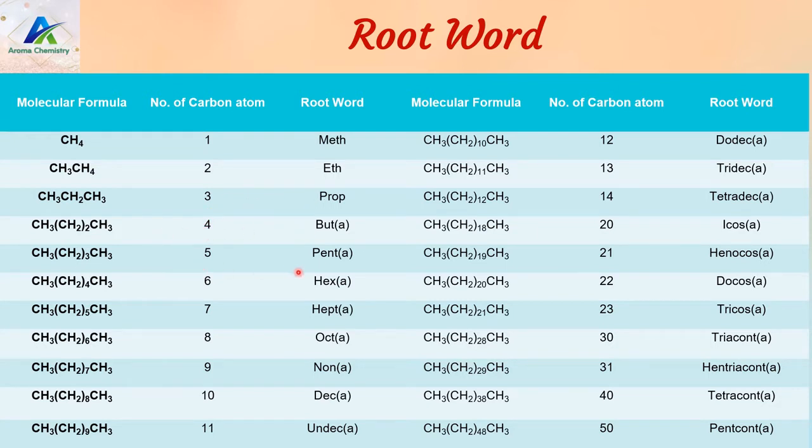5 is pent. 6 is hex. 7 carbon atoms, hept. 8 carbon atoms, oct. 9 carbon atoms, non. 10 carbon atoms, dec. 11 carbon atoms, undec. 12 carbon atoms, dodec. 13 carbon atoms, tridec. 14 carbon atoms, tetradec. 20, icosa. 21, henicos. 22, docos. 23, tricos. 30, triaconta. 31, hentriaconta.